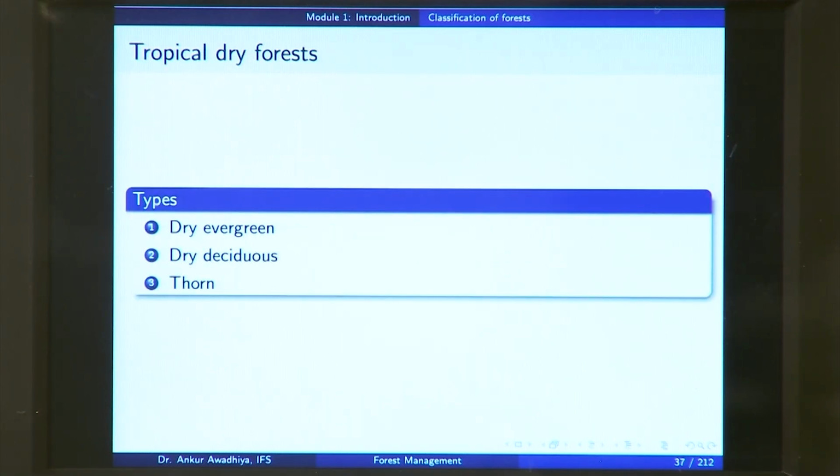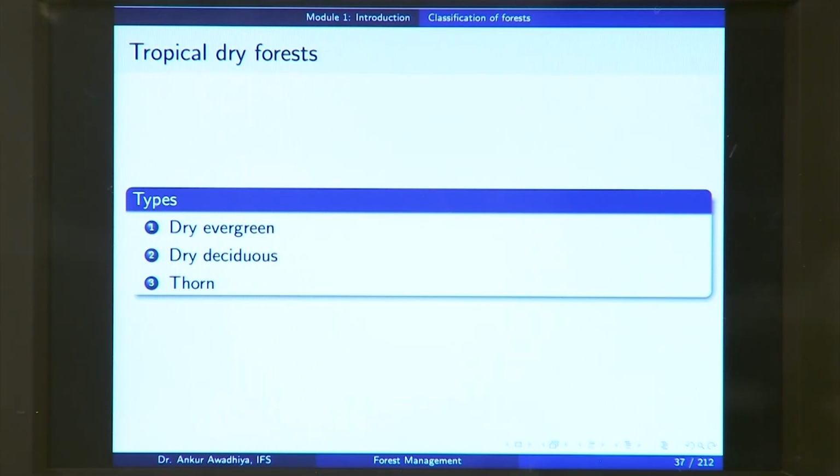Next, we have tropical dry forest. So, these forests are found in tropical areas and these have less amount of water. So, we are seeing that climate is a predominant theme in the whole classification of these forests. So, these forests are tropical forests, which means that these lie in tropical areas, and so they have ample amount of sunshine, but then they are dry forests because they have less amount of rainfall. And in this we have three different types. You have dry evergreen, dry deciduous and the thorny forest.